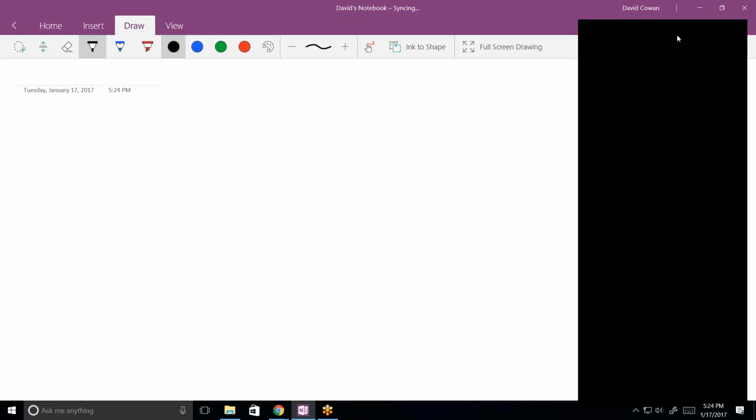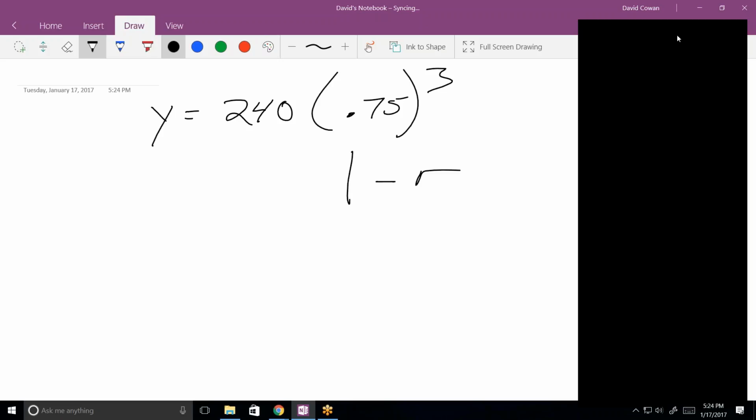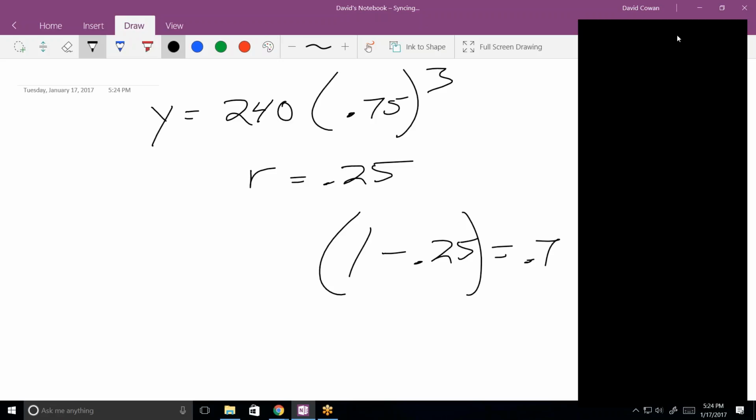Y equals 240 times 0.75 to the power of 3. What's r? r is equal to 75%. No. Remember that when you're dealing with decay, what's in the parentheses is always 1 minus r. So what's r got to be? It would be 0.25. r is equal to 0.25 because then 1 minus 0.25 would be equal to the 0.75 that you gave me.